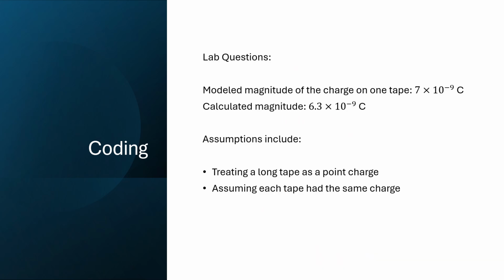The modeled magnitude of the charge on one tape is 7 times 10 to the negative 9th, and my calculated magnitude was 6.3 times 10 to the negative 9th, which is pretty close. This is calculated by hand, so some errors could be that I calculated it wrong or measured wrong, and so it just comes out very slightly differently. Assumptions include treating a long tape as a point charge and assuming each tape had the same charge. We do this just because it makes the model significantly easier.